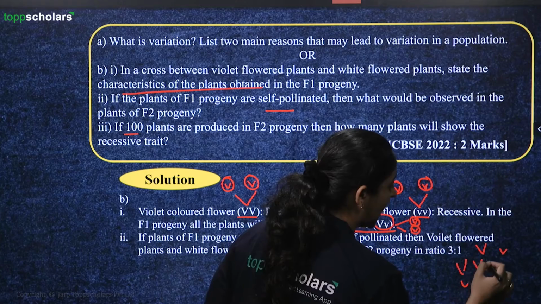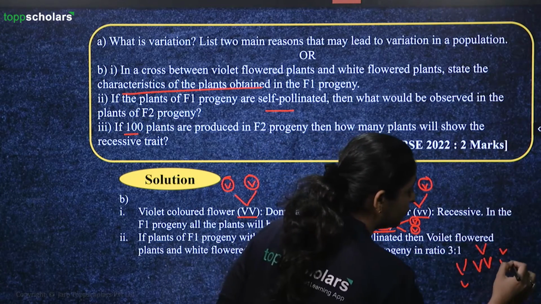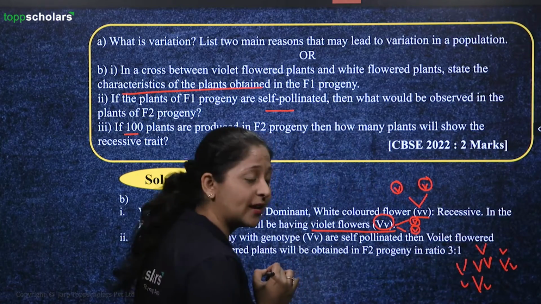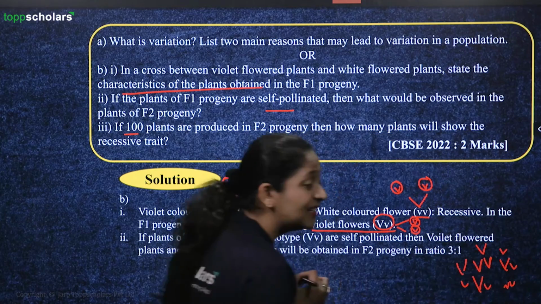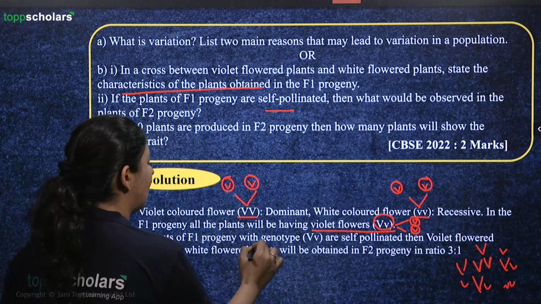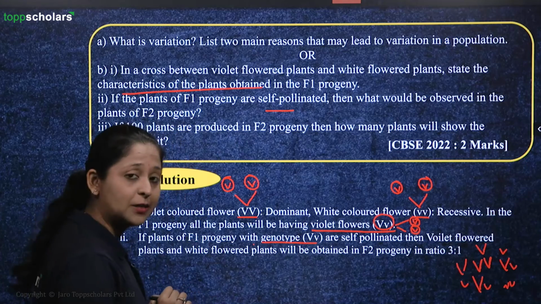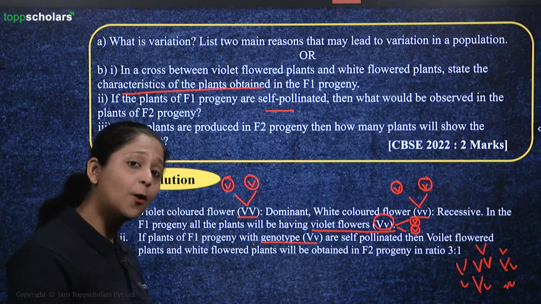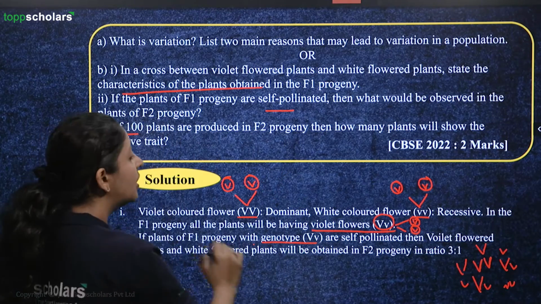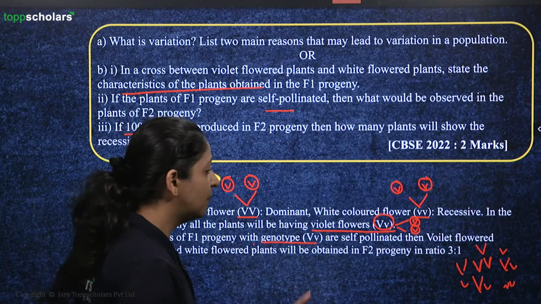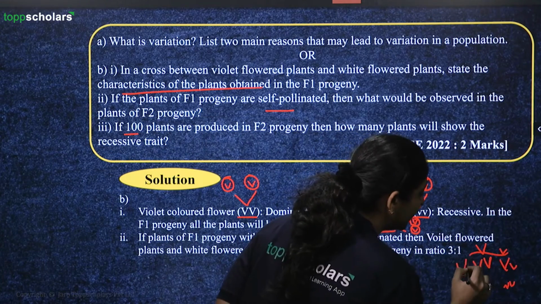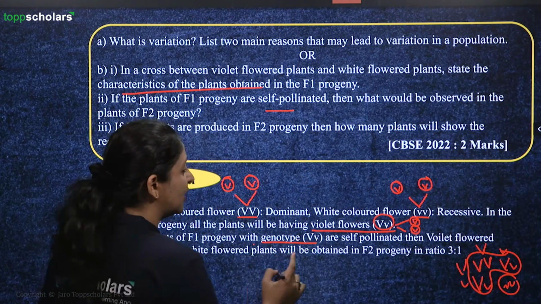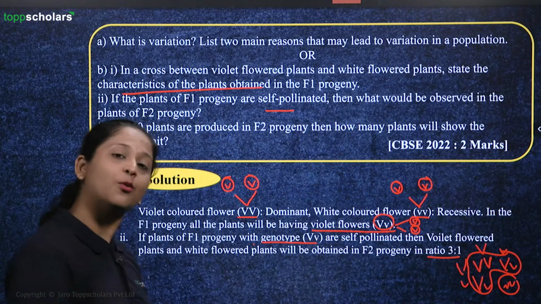we'll be getting this one as pure tall, this flower as heterozygous tall, this flower as well as heterozygous tall, and the last one as recessive. Correct? So if the plants of F1 progeny having the genotype capital V small v are self-pollinated, then violet flower plants and white flower plants will be obtained. But if you are observing the phenotypic ratio, children, the phenotypic ratio gives you that there are 3 violet plants and only 1 white plant. So you get the ratio of plants as 3:1.